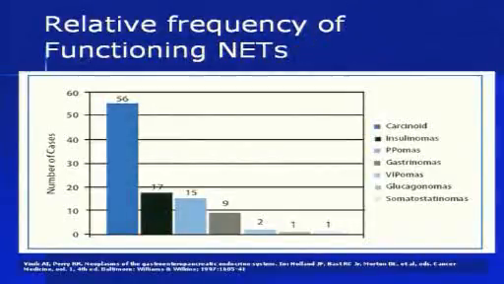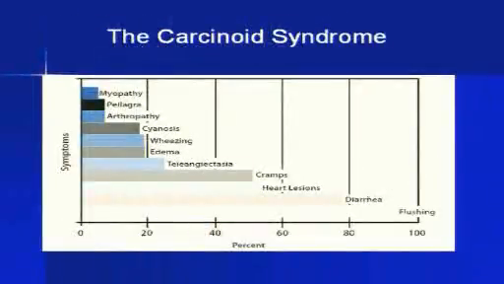And the functioning ones, you have here some of the most frequent ones. This list, from the series of Dr. Vinik, focuses mainly on the group that I mentioned, the gastroenteropancreatic tumors, and you can see that the most frequent functioning tumors are the so-called carcinoids, or the ones that are able to produce the carcinoid syndrome. Other tumors listed there, like insulinomas, pancreatic polypeptidomas, gastrinomas, VIPomas, glucagonomas, and somatostatinomas, are much less frequent.